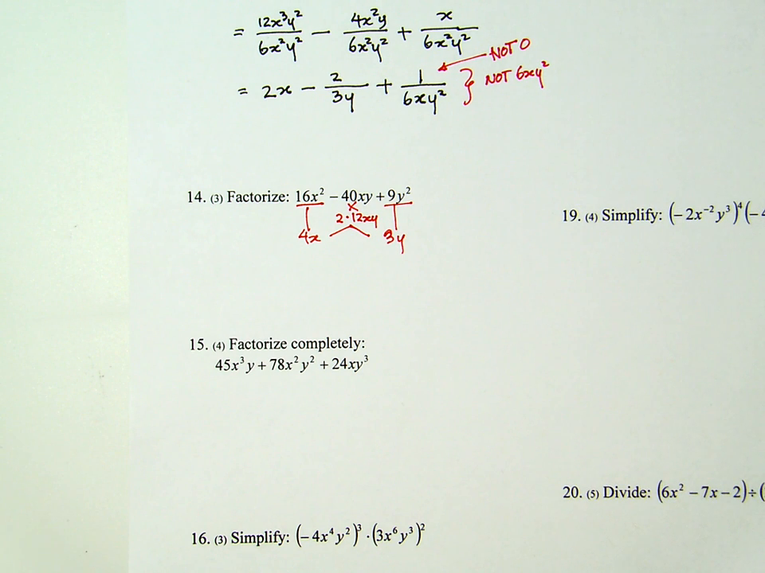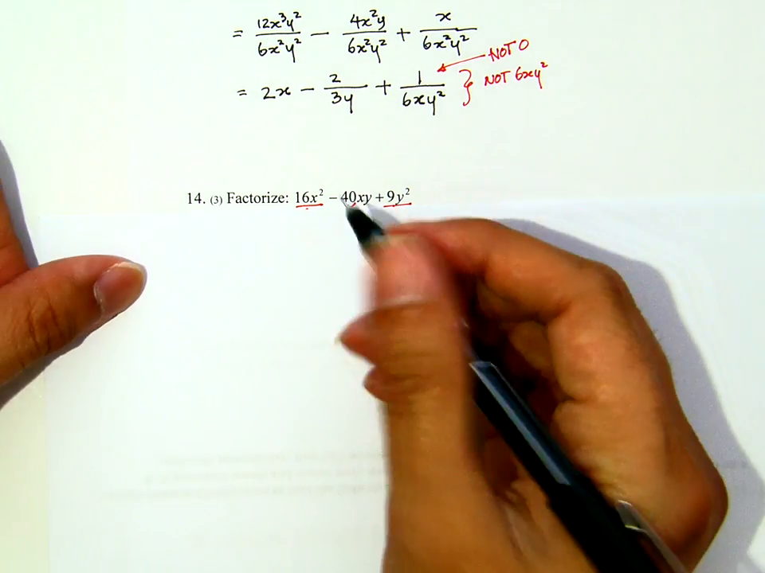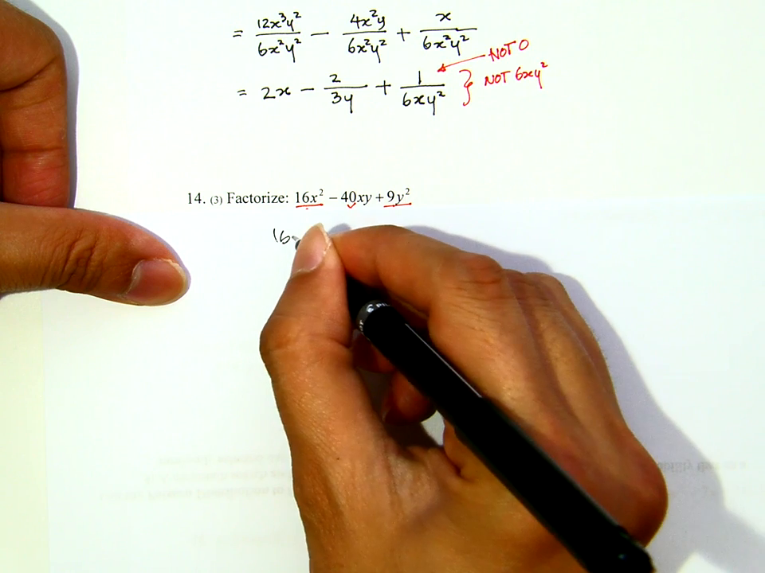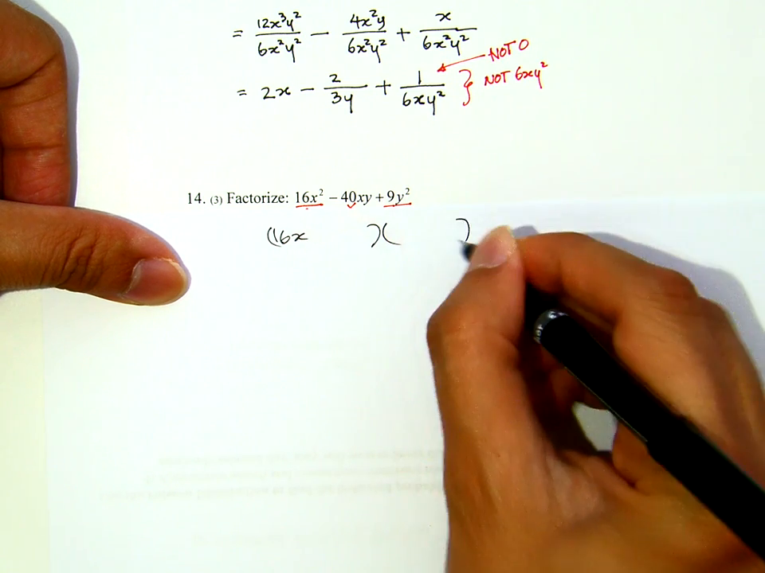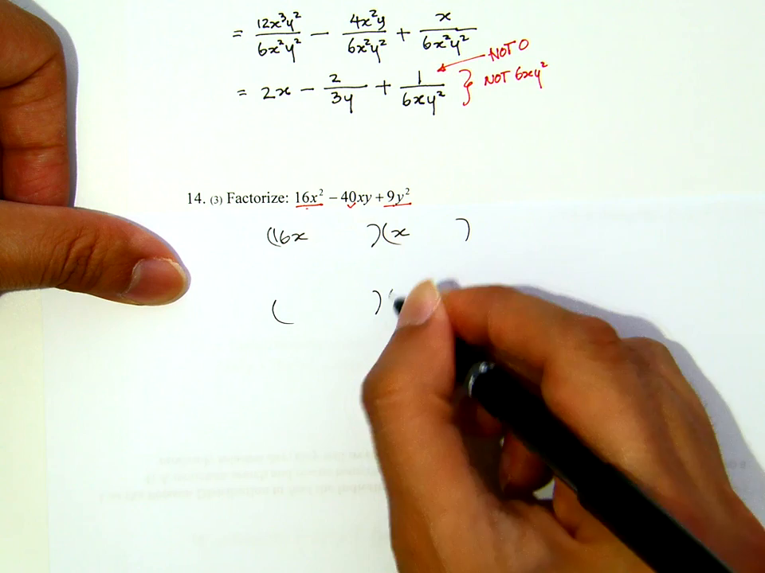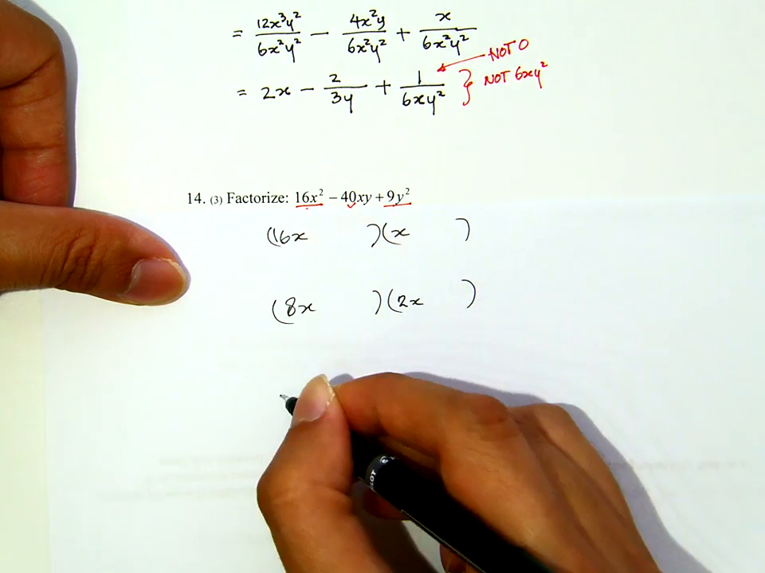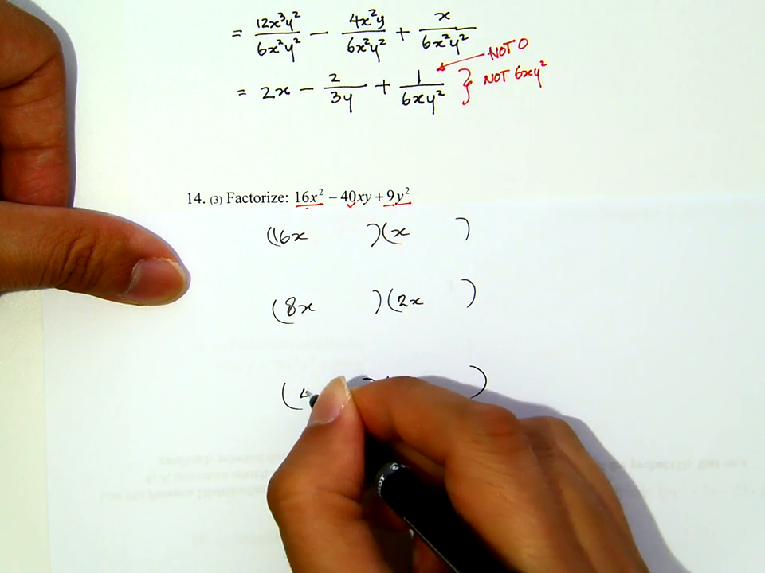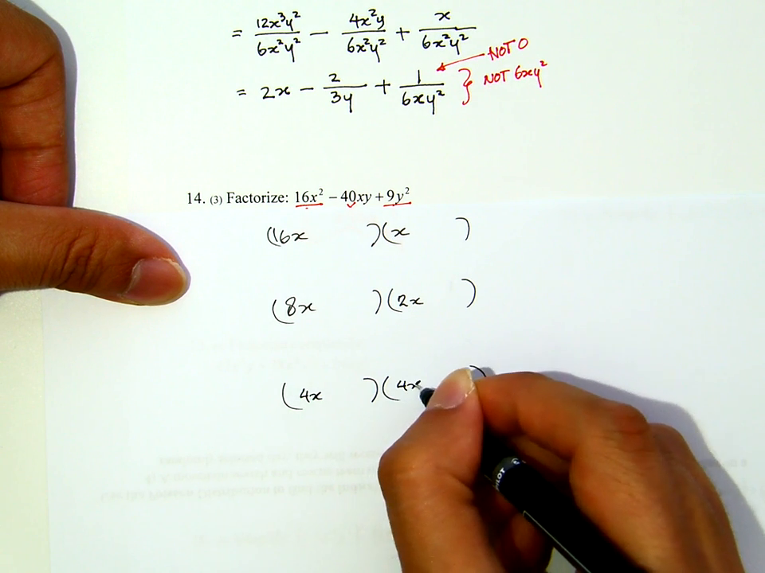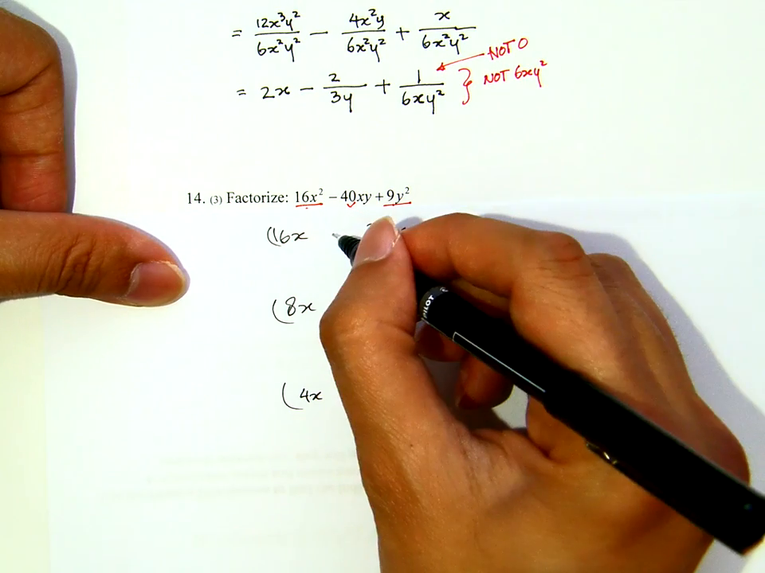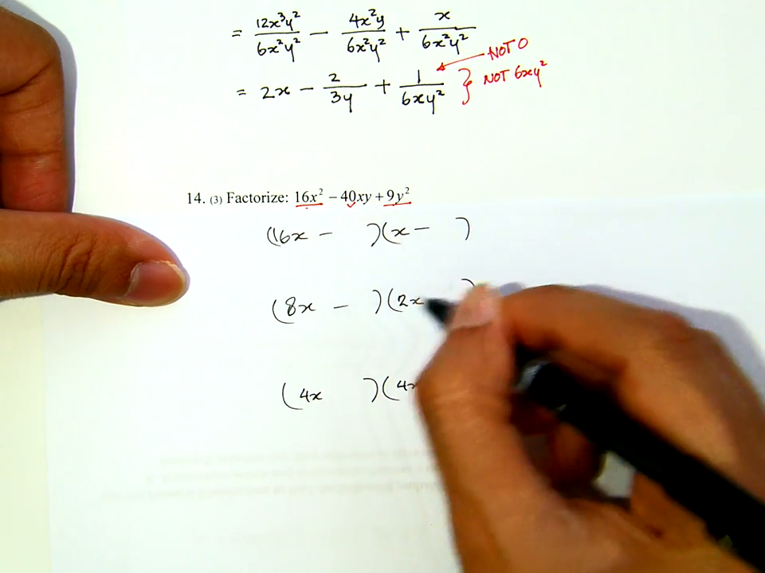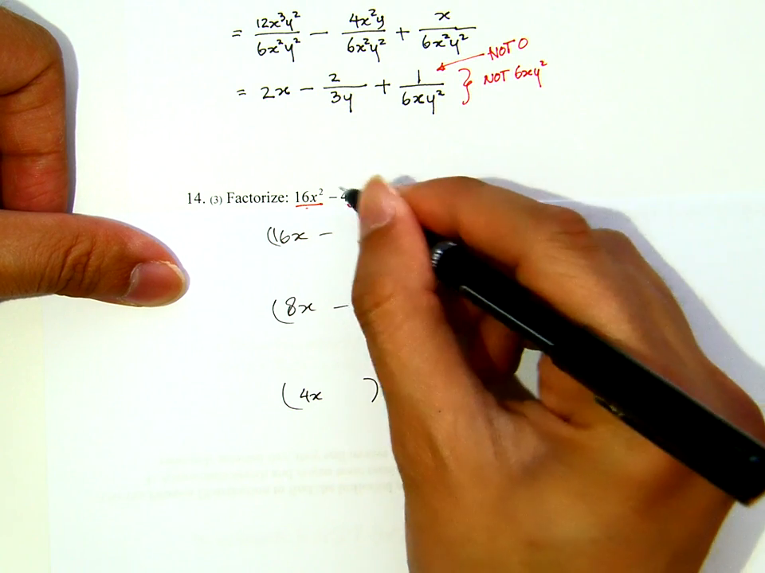Then because of that, I will do it another way. Let me grab another paper. I will do the following: either 16x and x, or 8x and 2x, or 4x and 4x. Now, as for the sign, it will be both minus, right? Because the same sign, both of them minus.